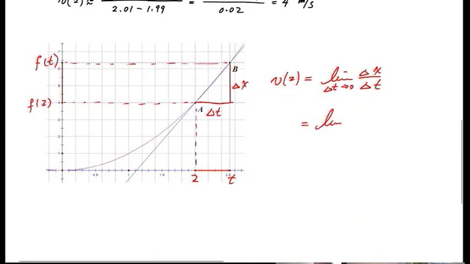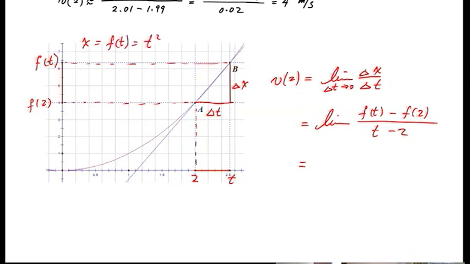So we have limit of, now, the denominator is now t minus 2, correct? And the numerator is this minus this. So we have f of t minus f of 2. With me? Okay. And then we plug in the function. What was our function? Our x, also known as f of t, is t squared in our case, wasn't it?